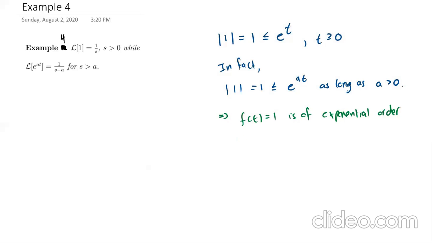So we can find what the constants are. m here is 0, so it works for all t greater than or equal to 0. K is 1, and a is just any number greater than 0. Moreover, 1 is a constant function, so it's continuous. And anytime your function is continuous, by definition it's already piecewise continuous. So since 1 is continuous, it is piecewise continuous.